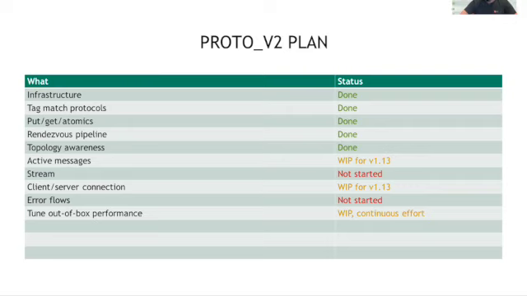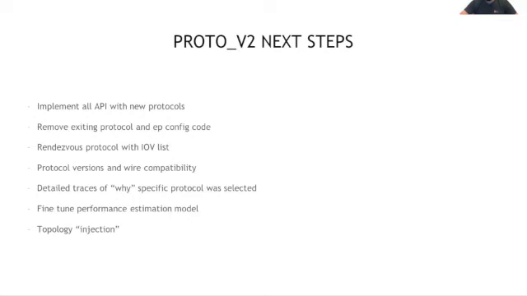And the most probably time-consuming and important part is to tune out-of-box performance and make sure that our performance estimations are actually matching the actual performance. So the next step that we plan to do in the coming year, for the next 3 releases, is to finish implementing all APIs. If we can reach a good level of performance, we can remove existing protocols and much of the current API configuration code. Plan to add the rendezvous protocol with IOV list.